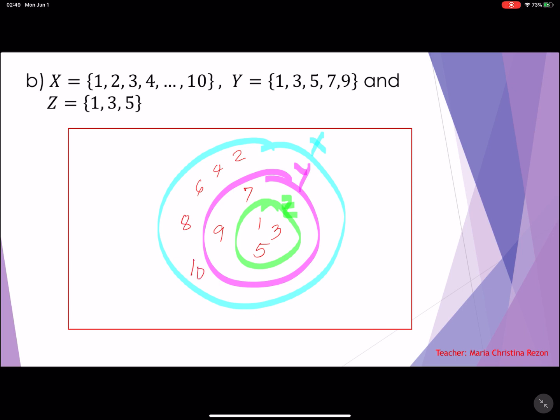Then the rest of the elements of U that is not part of X will be part of your universal set, which is 11, 12, 13, 14, 15, 16, 17, 18, 19, and 20. So that is how your Venn diagram would look like for this example B.